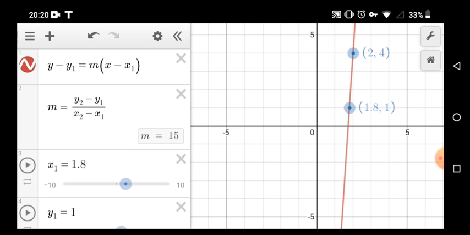Okay, so all you need to remember is that m is equal to the change in y over the change in x.